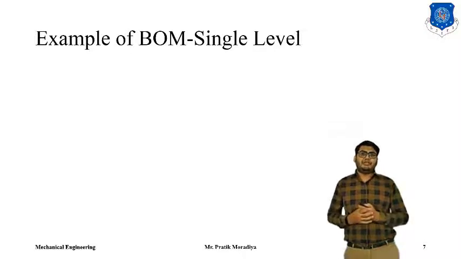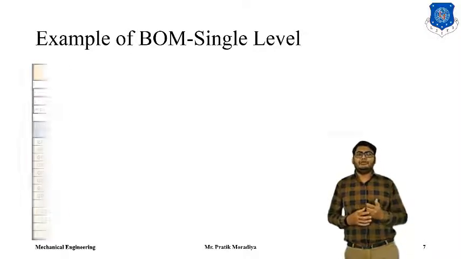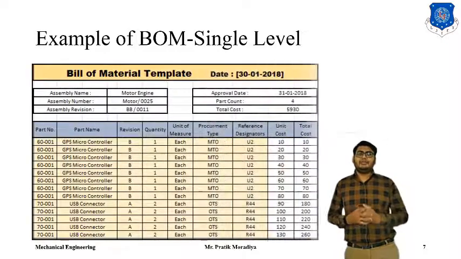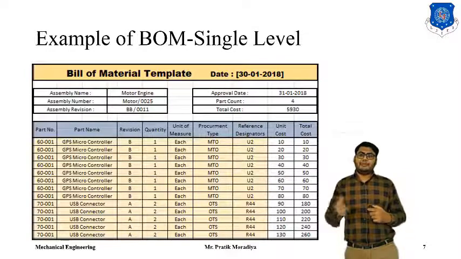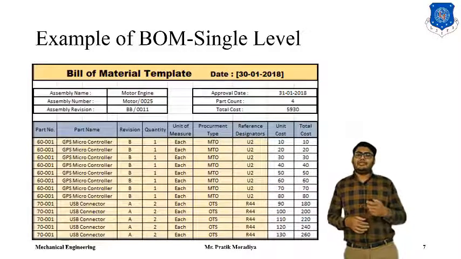Now let us see what a single level bill of material looks like. So a single level bill of material looks like something like this, in which there will be some date, name of product, name of assembly, code of assembly, the date, number of parts, total cost, and all this information, and the part number, and all the other information related to the part, its size, its number of units required. All these will be there in the bill of material.